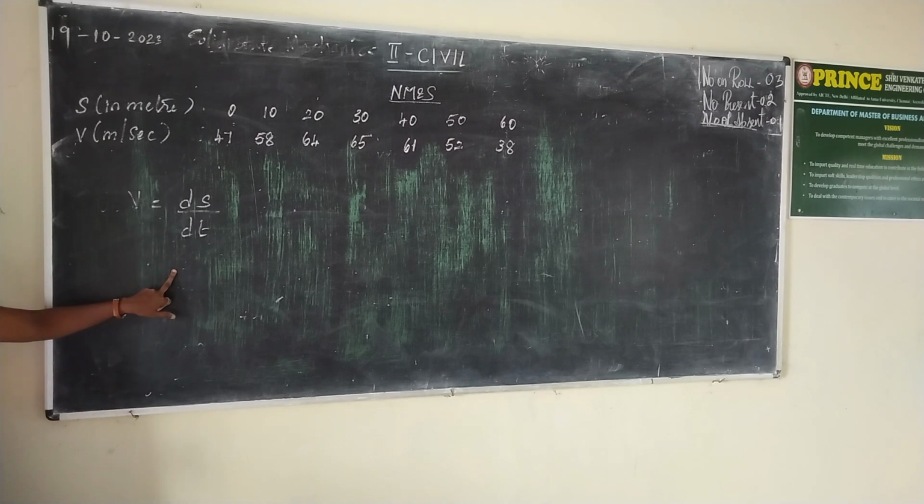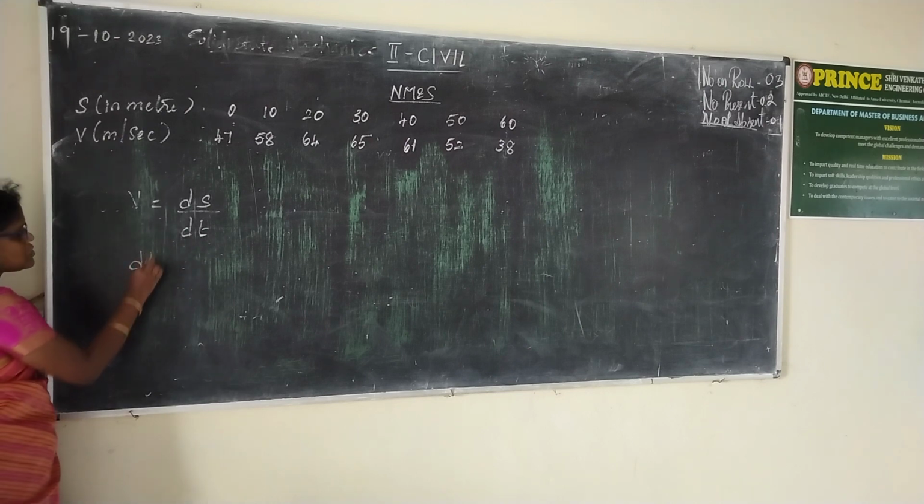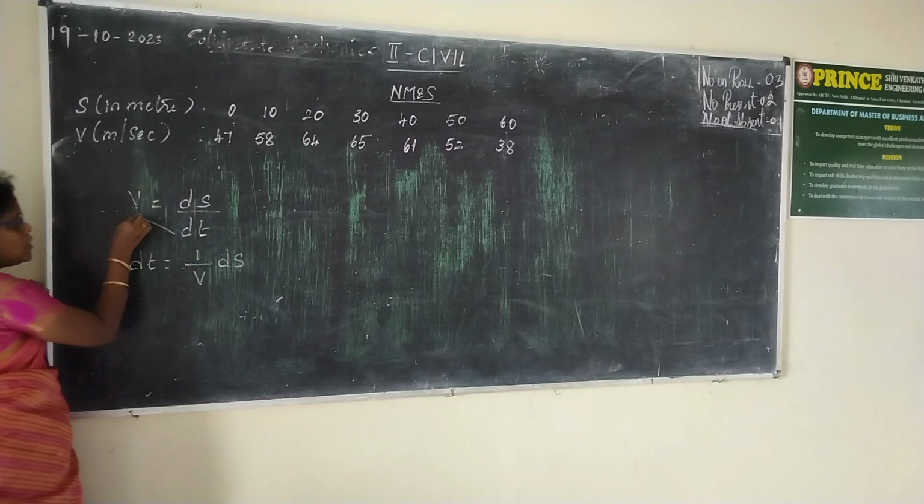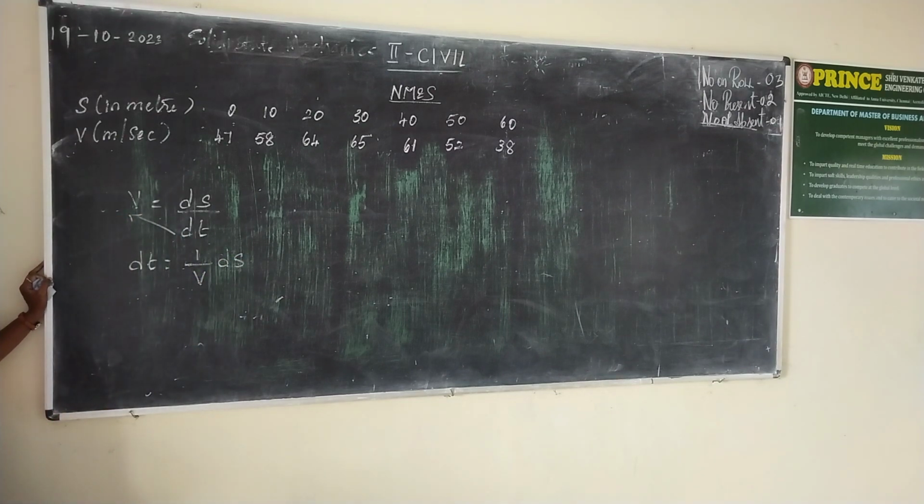In a calculator, time is in the denominator. First you find what is dt. So what will be dt from this equation? 1 by v into ds. Finding what is dt. Okay. So here we are getting the dt answer. How can you find t?